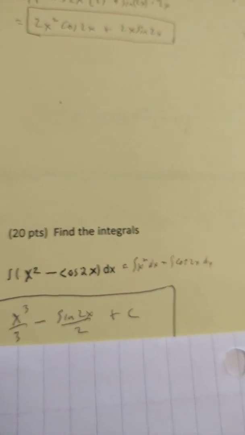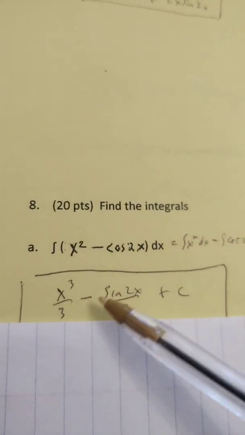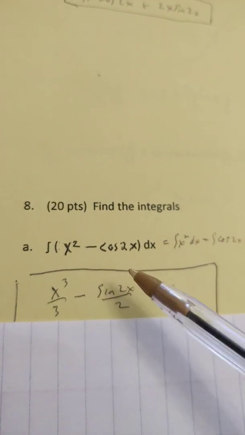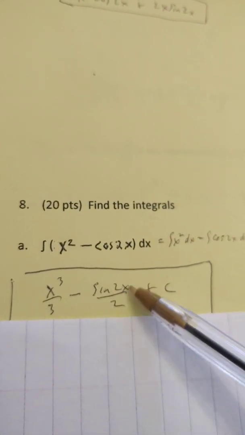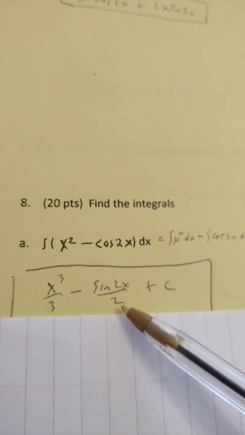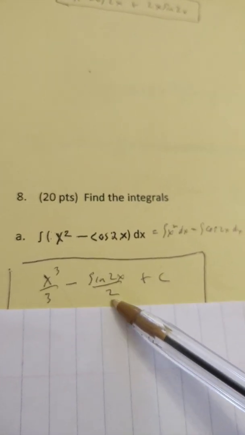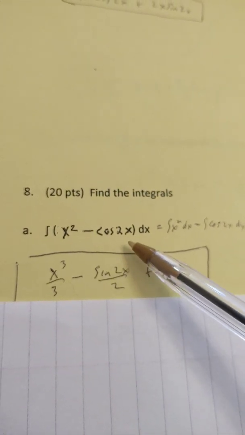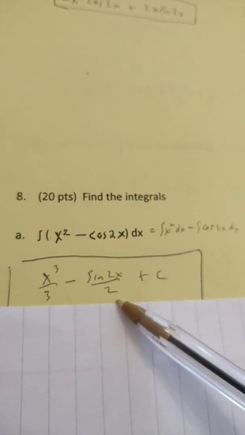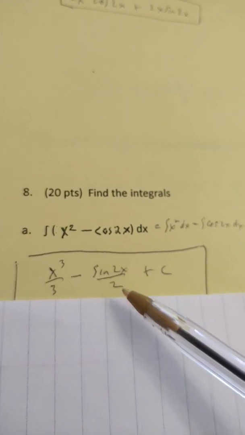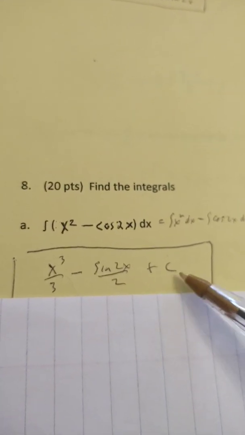It's going to be the integral of the first term, x cubed over 3, minus the integral of cosine 2x, which is sine 2x over 2, because it's an antiderivative. So don't go times 2 like you would for a derivative. You go divided by 2. The derivative of 2x, the argument, is 2. So with integrals, you divide by that derivative of the argument. And then don't forget the plus c.